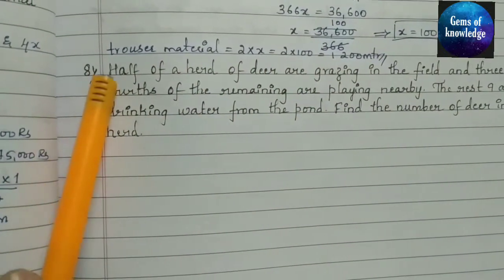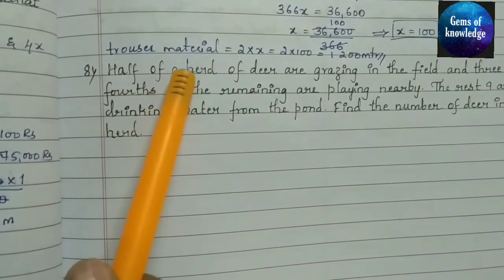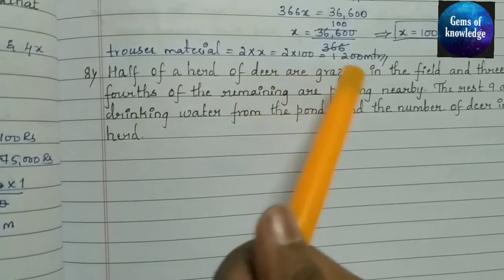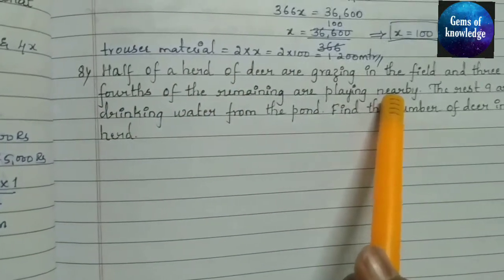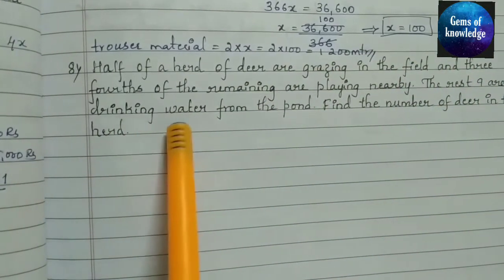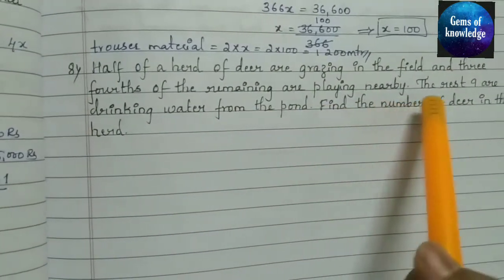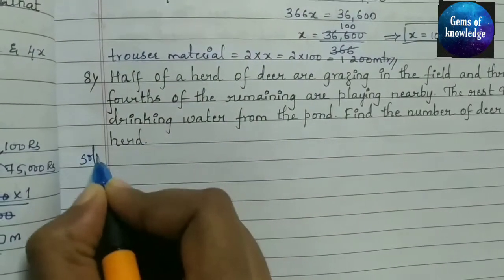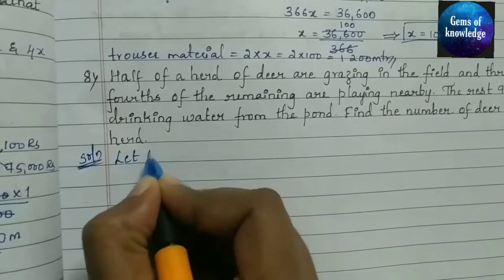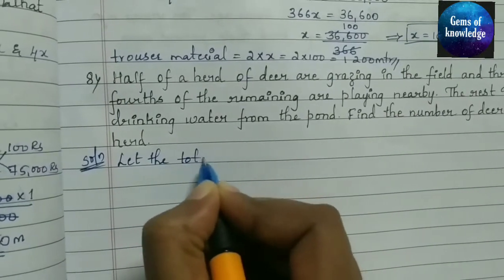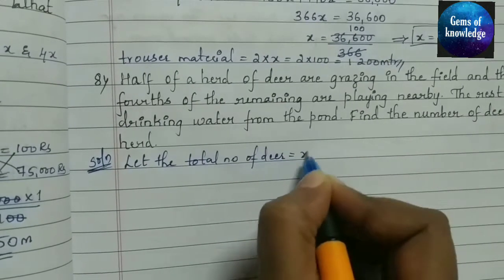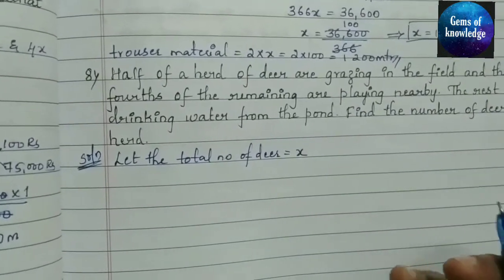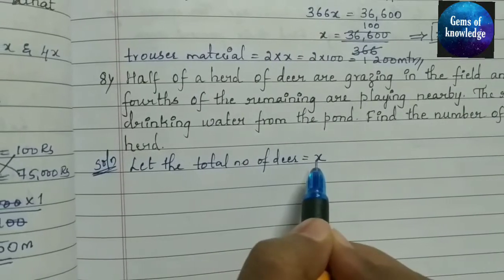The question is given as: half of a herd of deer are grazing in the field and 3/4 of the remaining are playing nearby. The rest, 9, are drinking water from the pond. Find the number of deer in the herd. Okay, so here we have to consider, let the total number of deer be x.